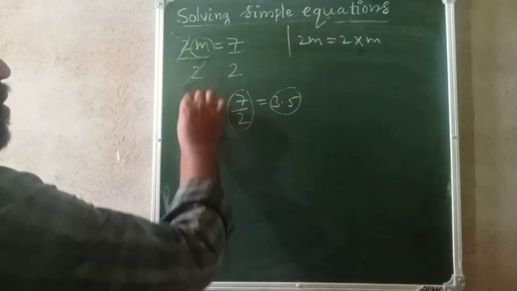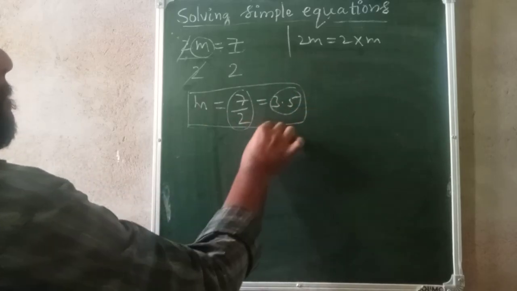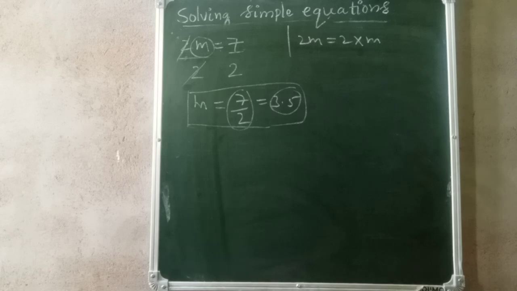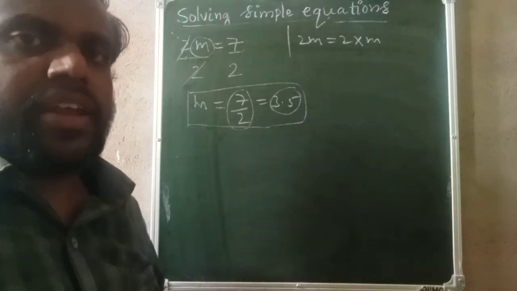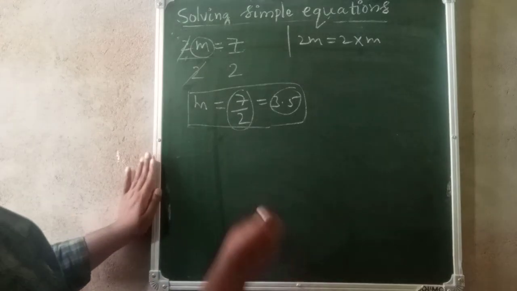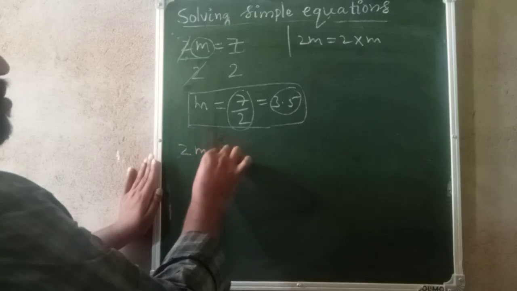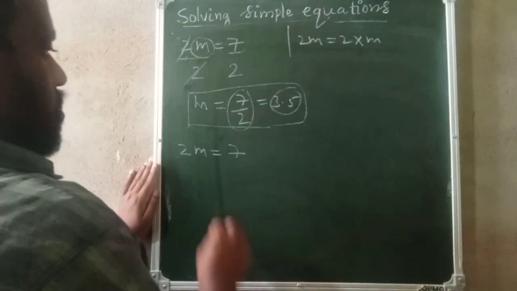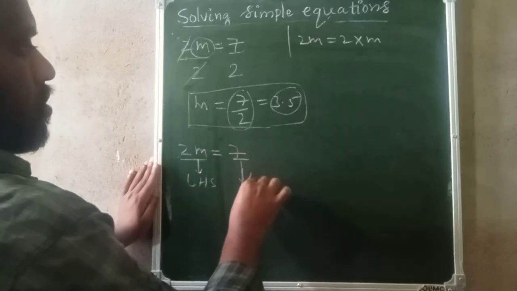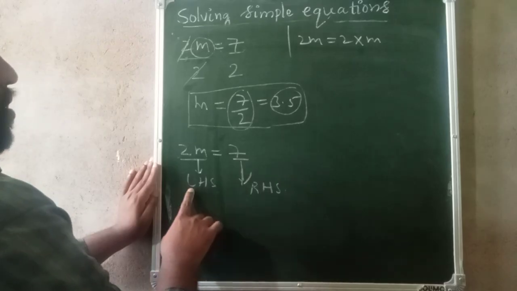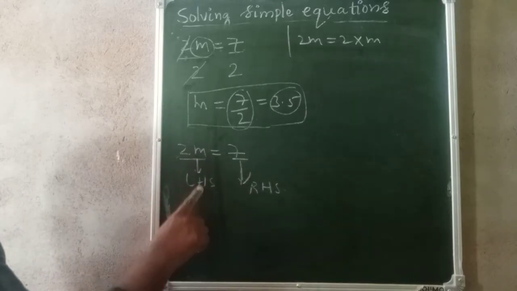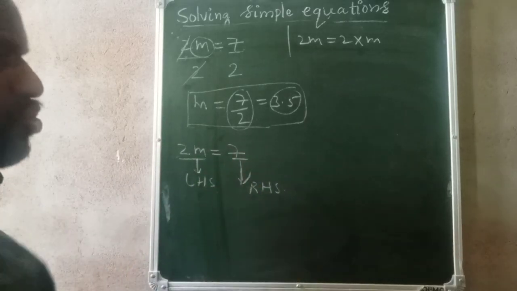Now we will check whether this answer is correct. For that, first I will write the given equation. Given equation is this: 2m is equal to 7. So this is LHS. This is RHS. LHS means left hand side, RHS means right hand side. Before this equal sign we call LHS, after this equal sign RHS.